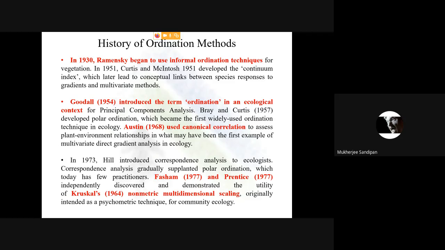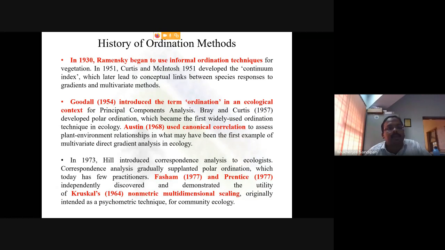Now, briefly, the history of ordination methods. All the ordination methods that we are using these days in ecological assessment were not actually developed for ecological data assessment. Initially, they were purely statistical analysis. It started with the work by Ramensky in 1930. He began to use informal ordination techniques, mostly in vegetation.